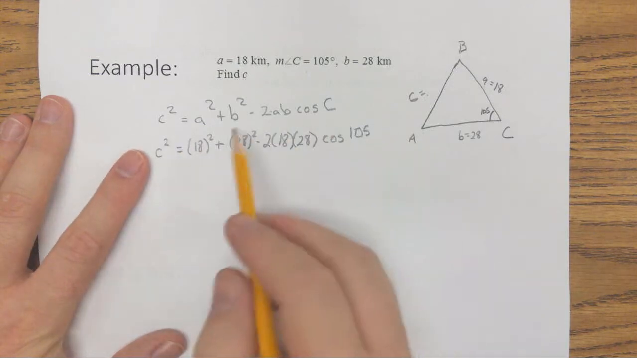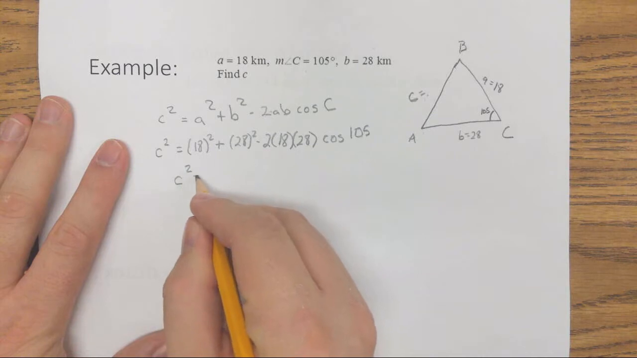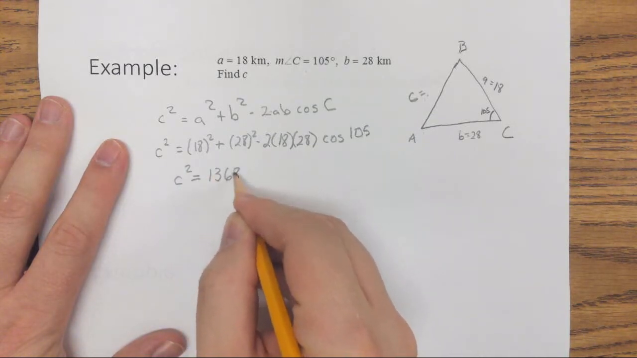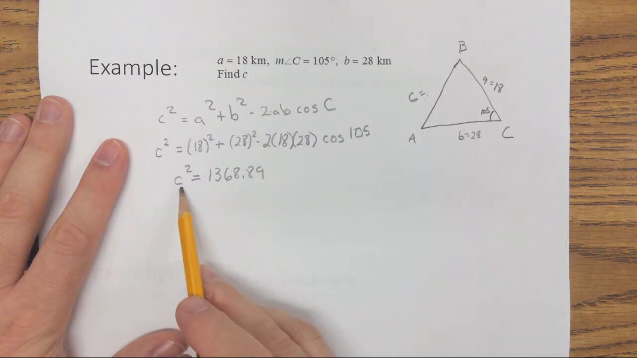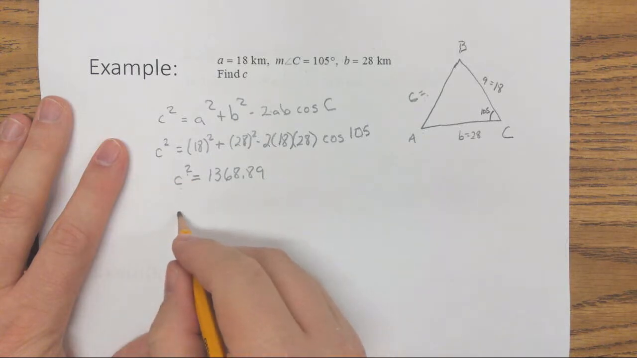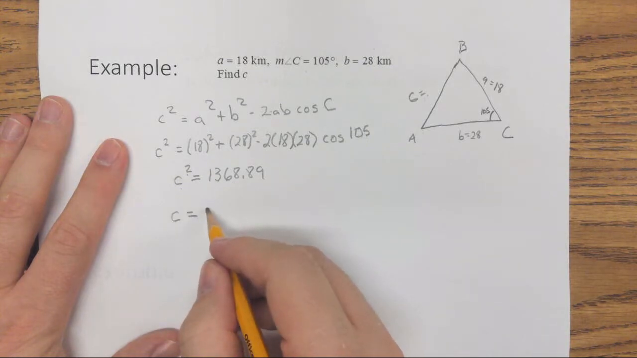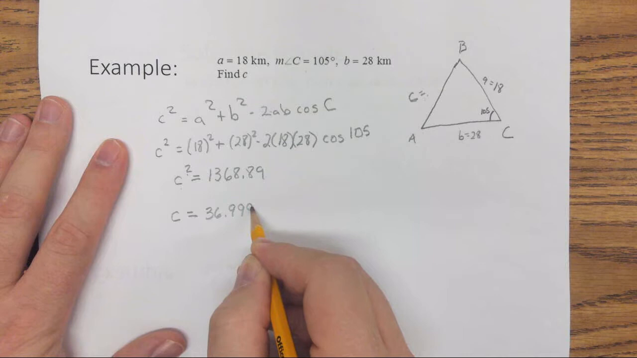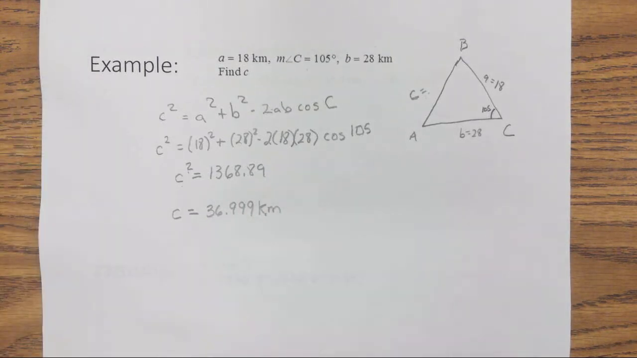Plug all this fancy stuff in your calculator, and we'll get C squared equals 1368.89. Now we know if I'm squaring on this side, then I just take the square root to solve. So then C, I'll take the square root of this number, and I'll get 36.999 kilometers.